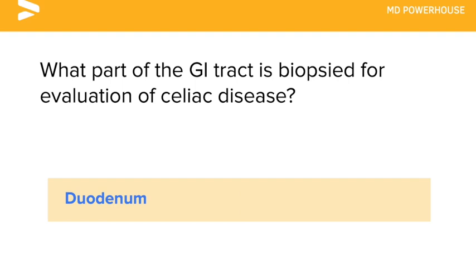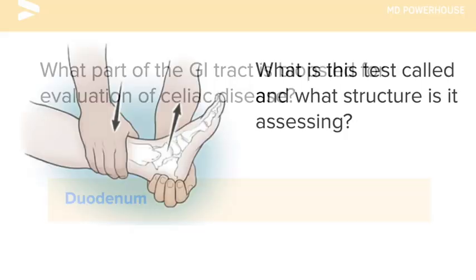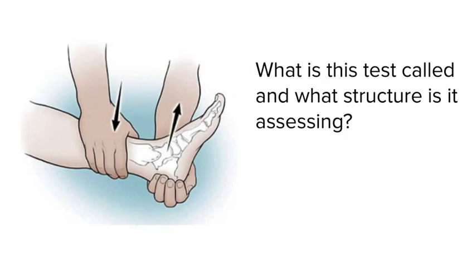What is this test called and what structure is it assessing? This is the anterior drawer of the ankle, and it is assessing the anterior talofibular ligament. So recall that this ligament is most commonly injured in an ankle sprain. It occurs when there is over-inversion of the ankle.